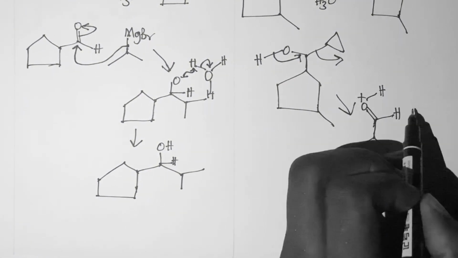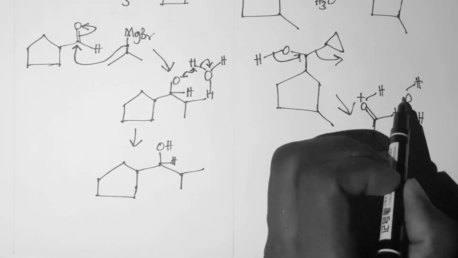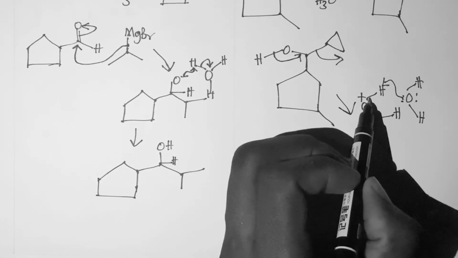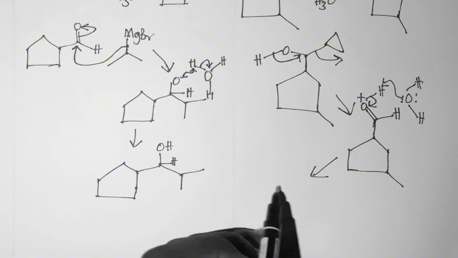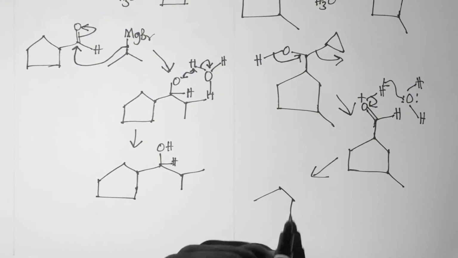And then finally, remember that we have water molecules in solution. So the water will use one of its lone pairs to pick this proton. And when it picks this proton, it will cause these electrons to be moved here. And therefore, we are going to get our final product, which is the starting material.